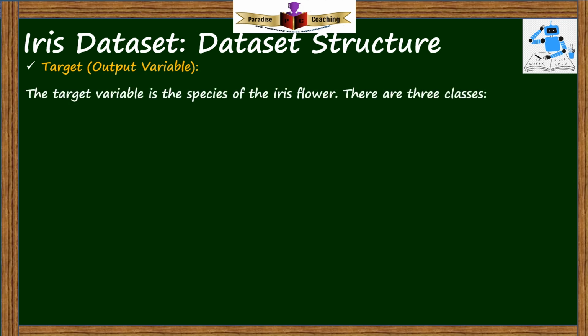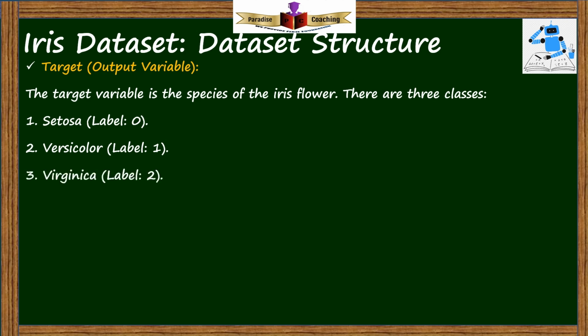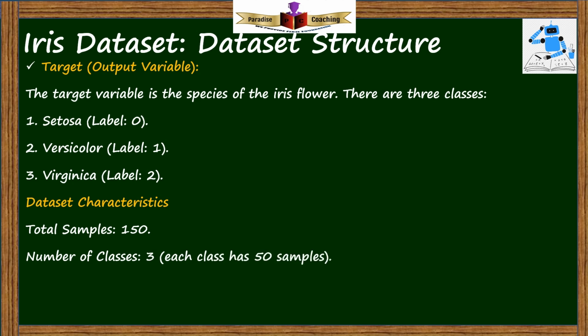Target output variable. The target variable is the species of the iris flower. There are 3 classes. 1. Setosa, label 0. 2. Versicolor, label 1. 3. Virginica, label 2. Dataset characteristics.